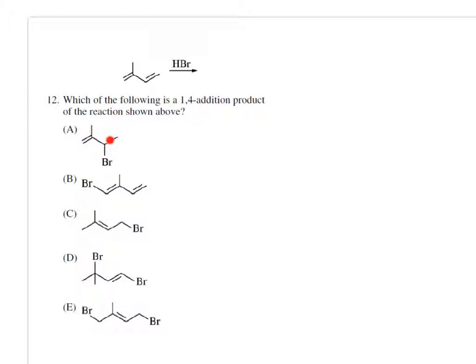So A does not work for us. D does not work for us. That carbon is on the second carbon in, and there's two bromines added. We're going to add an H and a Br. So we know that we're adding H and Br, and we know that we need to add that H and Br in a 1,4 fashion.